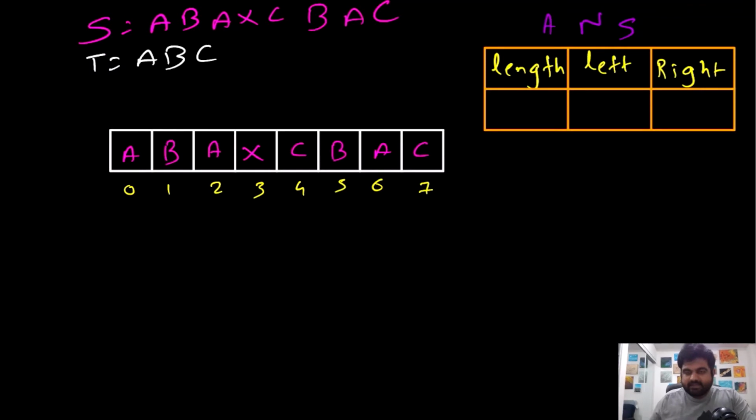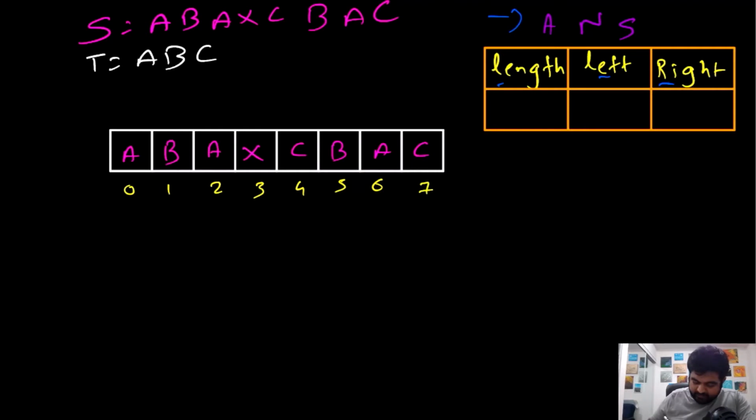Now I have presented the input in a slightly different format, and I have also created the answer we are going to store, because remember in the answer we need to return the minimum substring, and for any minimum substring we need the left pointer and right pointer values, and we also need the length, and we will only choose the minimum length.